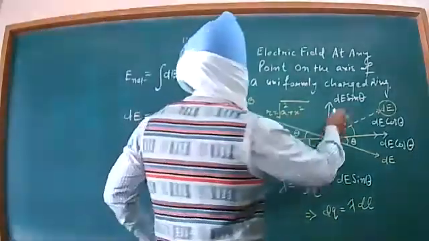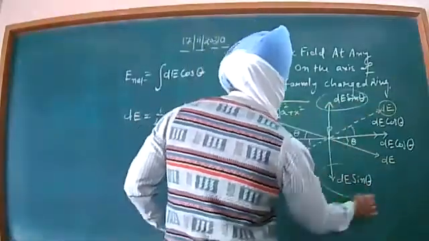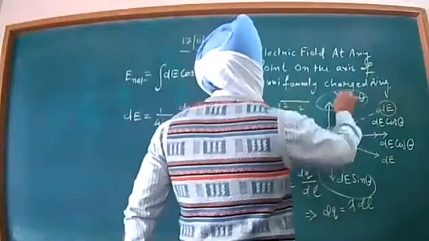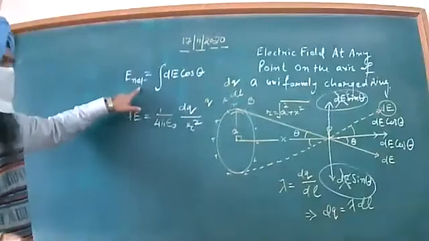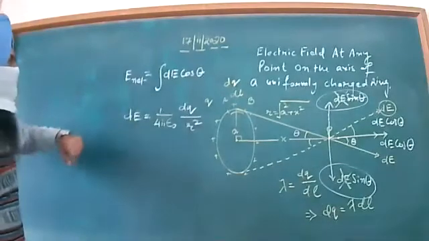So dear children, dE is the same whether you consider the point above or below, at diametrically opposite ends. So the dE sine theta component and this component are going to cancel out each other's effect. As a result of that, we will be getting the net field intensity here.